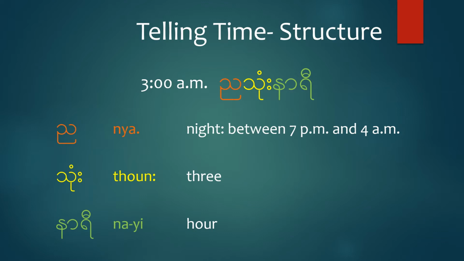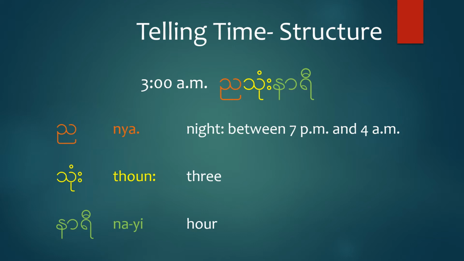For instance, in this case, 3 a.m. Now to us, that's 3 a.m. in the morning. But really in Myanmar, when it's dark outside, it's night. And so the time of day identified in this is nya, the word for night, nya.